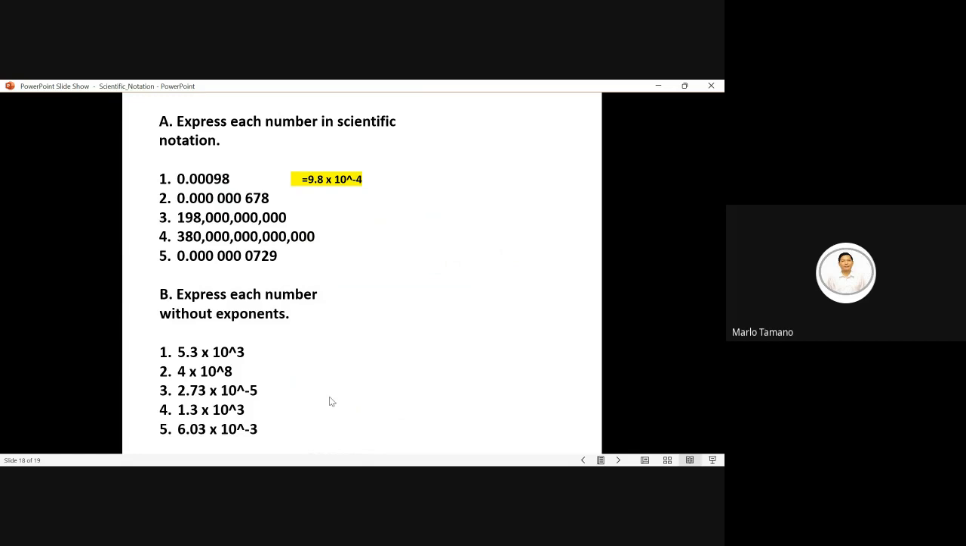Next, number 2. Imelda. 6.78 times 10 to the negative 7. To the negative 7. So, 6.78 times 10 to the negative 7. That is correct. Imelda, 1 point.